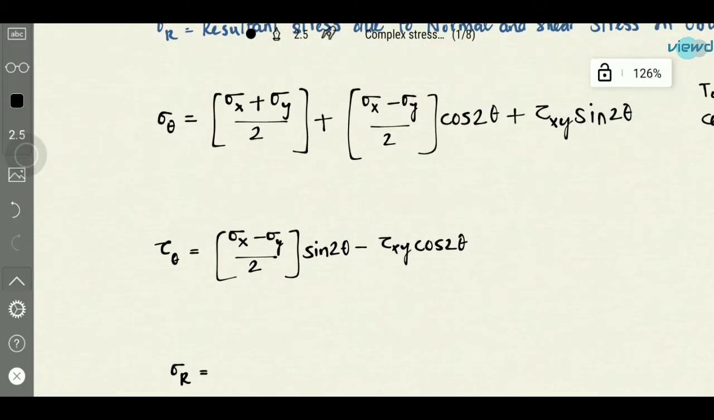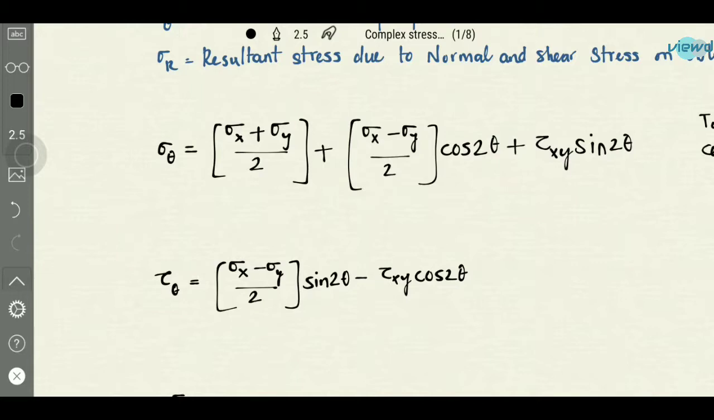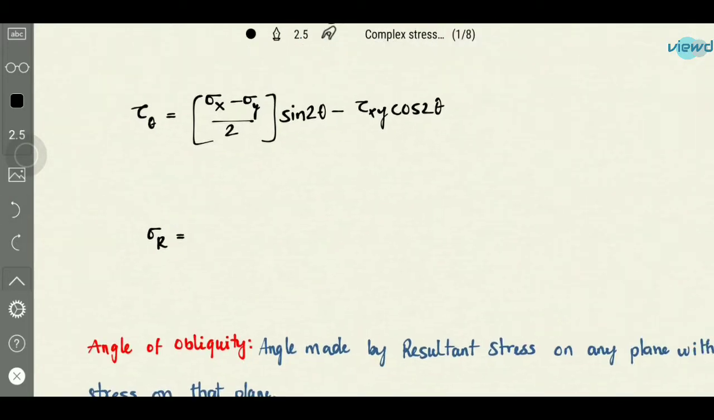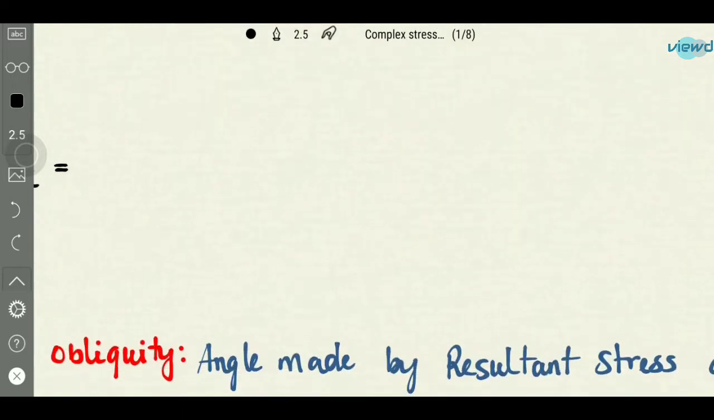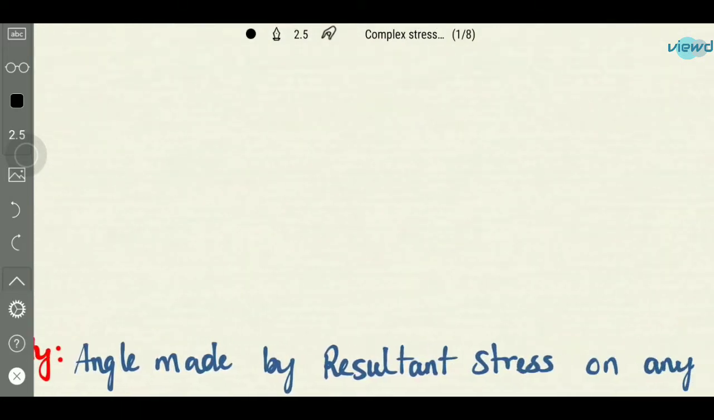The first one is sigma theta, which is sigma x plus sigma y by 2 plus sigma x minus sigma y by 2 cos 2 theta plus tau xy sin 2 theta. And tau theta will be sigma x minus sigma y by 2 sin 2 theta minus tau xy cos 2 theta. Here cos 2 theta comes here, sin 2 theta comes here. Remember these formulas. And next, what will be the sigma r?